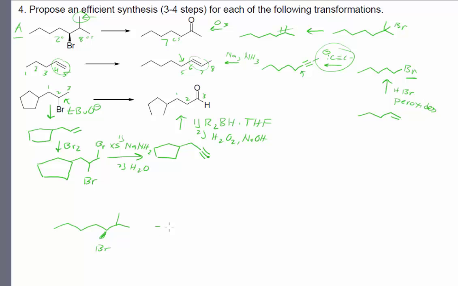Here's my bromide, and I eliminate using the standard Zaitsev conditions. I can get this alkene, and of course just general HBr, Markovnikov addition, can get me to my tertiary bromide, which is up here, and then I can use the large base to eliminate to form the alkene on the end of the chain, and then O3 followed by DMS gets me to the desired ketone product. So that's the synthetic route for A.